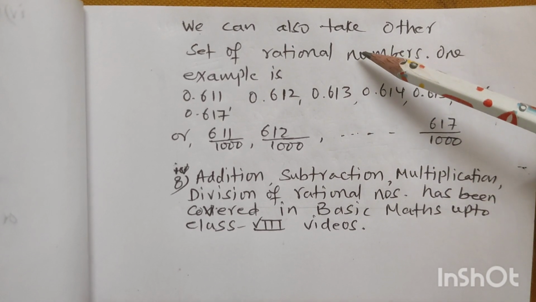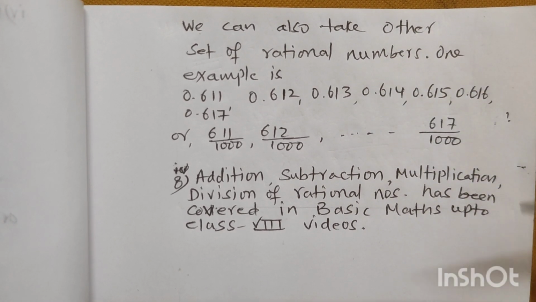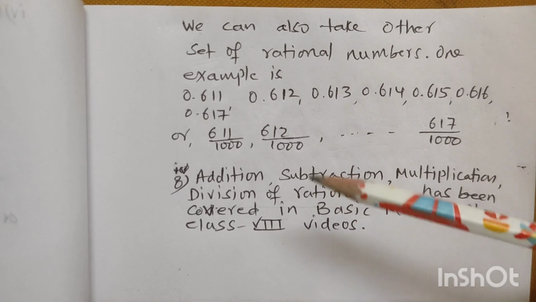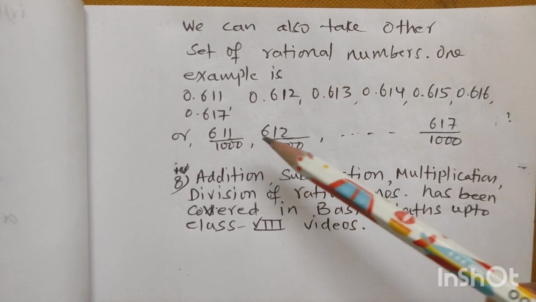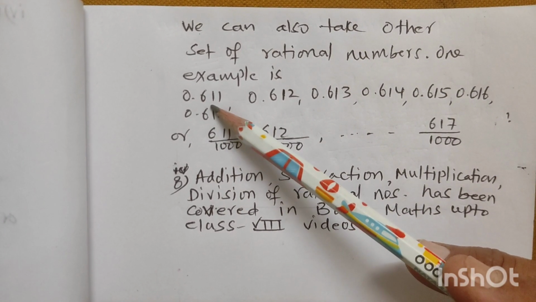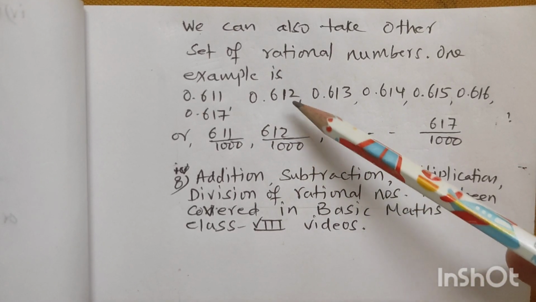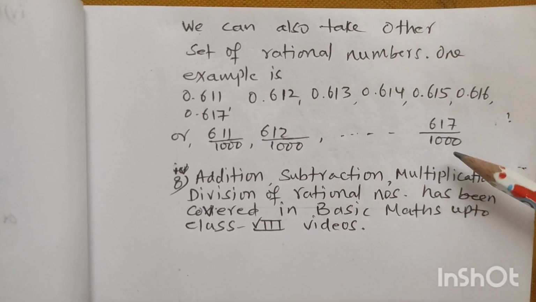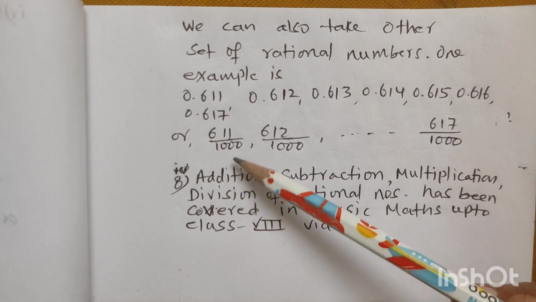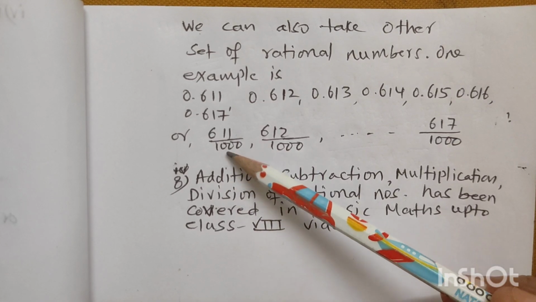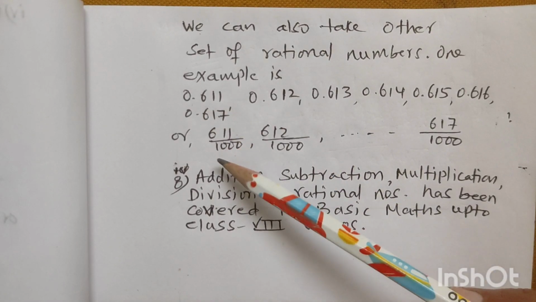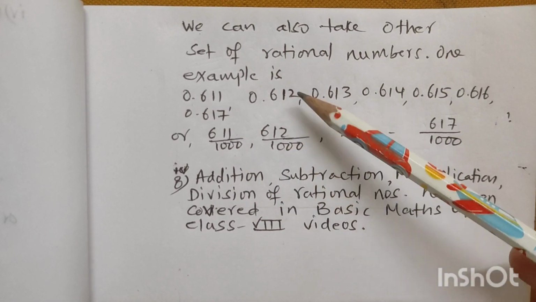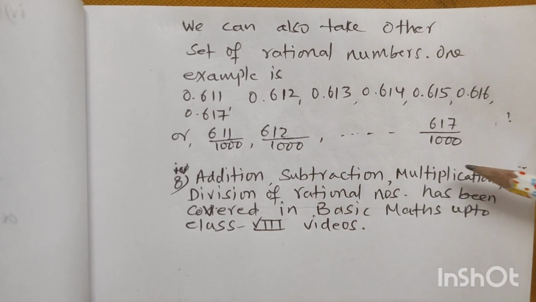See, we have just shown the example between 0.6 and 0.7. We had to write 7 rational numbers, we had taken 0.61, 0.62. Alternatively, we can choose the numbers as this: 0.611, 0.612, 0.613, like this, and write them as fractions. 611 by 1000. After decimal there are 3 digits, so 1 and 3 zeros. So 612 by 1000, and like that.